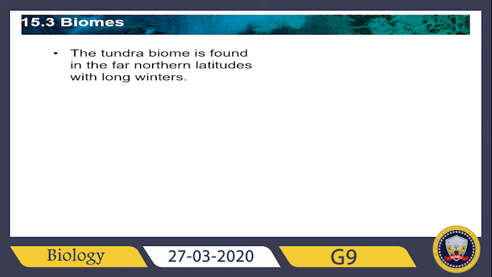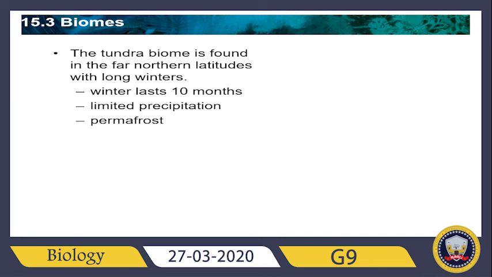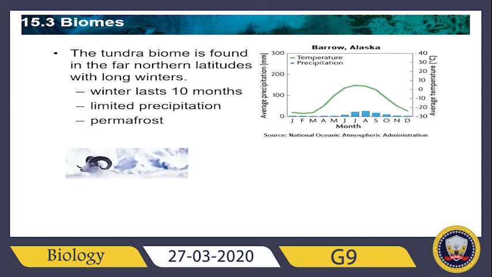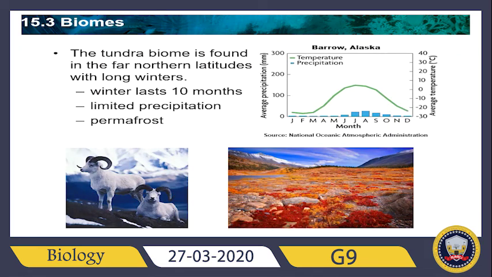The tundra biome is found in the far northern latitudes with long winters. Winters last 10 months. Limited precipitation. Permafrost. What is the meaning of permafrost? You find it's primal, kind of like the beginning of life on Earth. This is how life started on Earth. Okay.